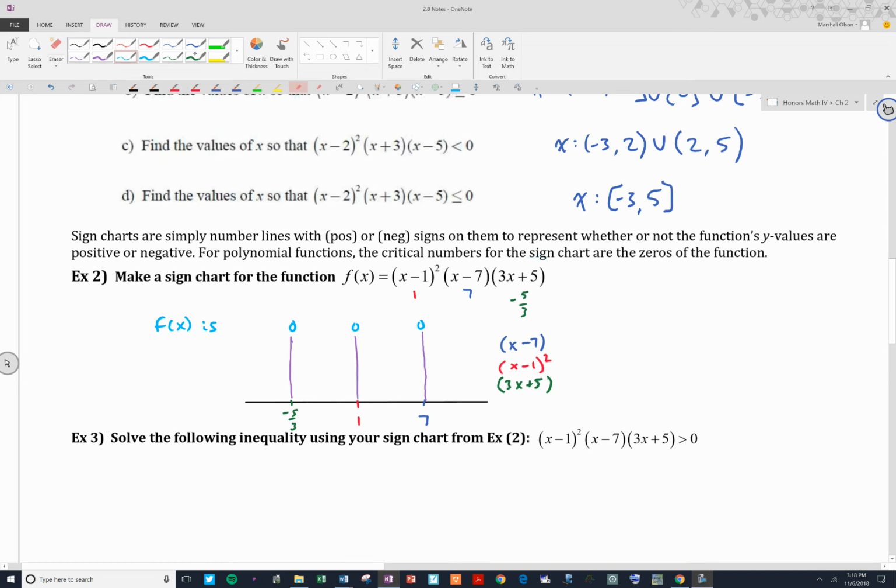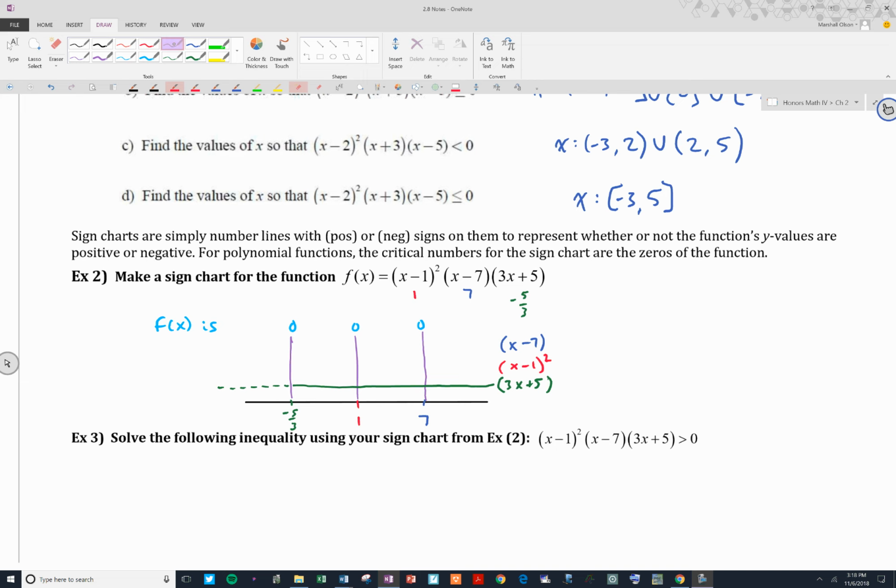Let's focus on that negative 5/3 and on this factor. If I put in anything less than negative 5/3, this factor itself would be negative. We're going to represent that with a dashed line. So anything that I put in less than negative 5/3 is going to be negative. Anything bigger than negative 5/3 is going to make that factor positive, so I'm going to put a solid line representing that it would be positive for any value bigger than negative 5/3.